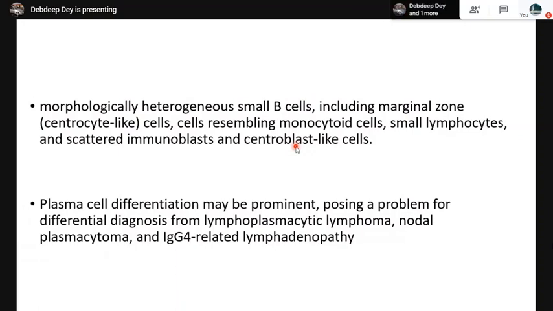Morphologically heterogeneous small B cells, including marginal zone or centrocyte-like cells and cells resembling monocytoid cells, scattered immunoblast and centroblast-like cells are present. Plasma cell differentiation may be prominent, and this might cause a problem with LPL, nodal plasmacytoma, or IgG4-related lymphadenopathy, in which case you will do your CD138, kappa, lambda, cyclin D1, CD56 to try to differentiate between a LPL or plasmacytoma or a marginal zone lymphoma with plasmacytic differentiation.